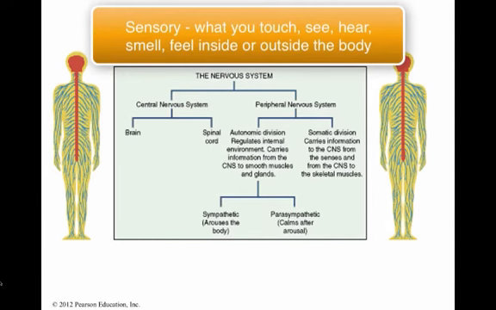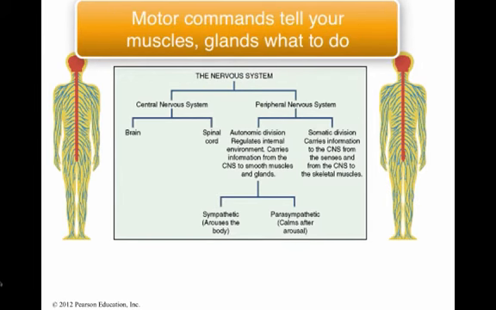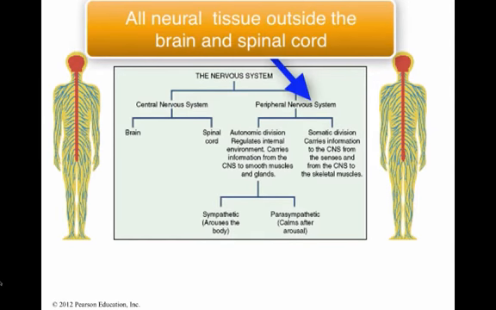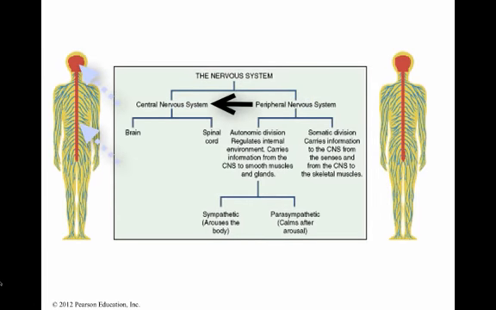Sensory data is information about conditions occurring inside or outside the body. Motor commands control the activities of the muscles, glands, and adipose tissue. The peripheral nervous system includes all the neural tissue outside the central nervous system. The peripheral nervous system delivers information to the central nervous system and carries motor commands from the central nervous system to the muscles, glands, and adipose tissues.